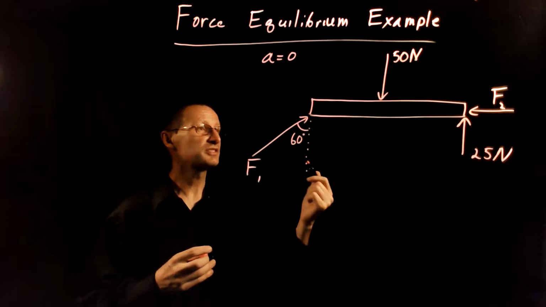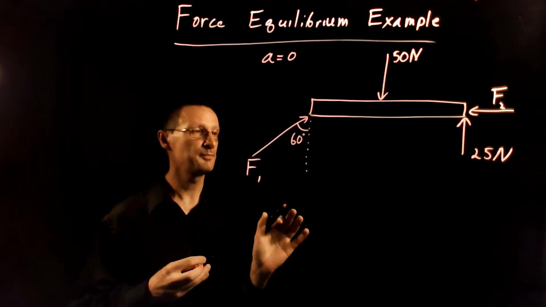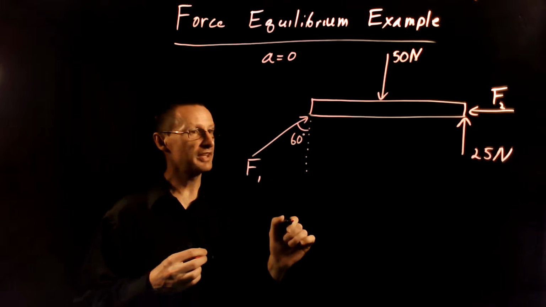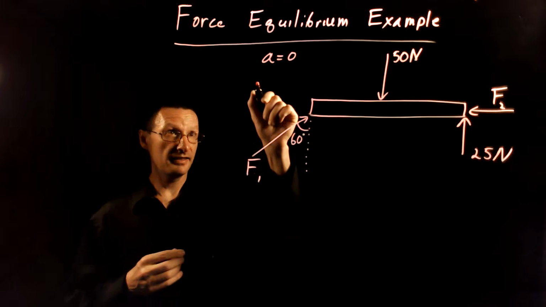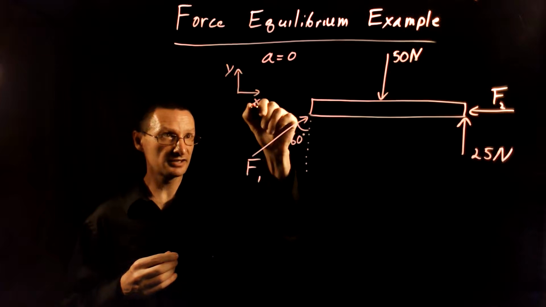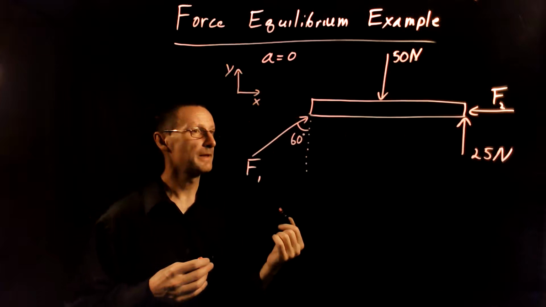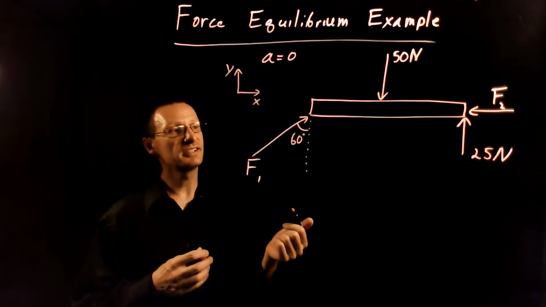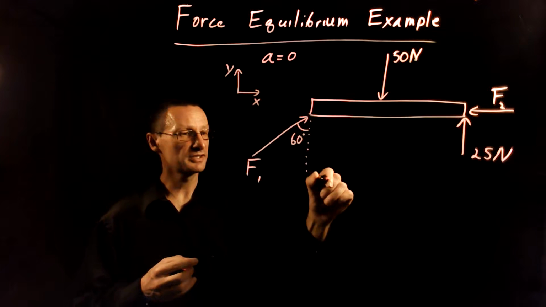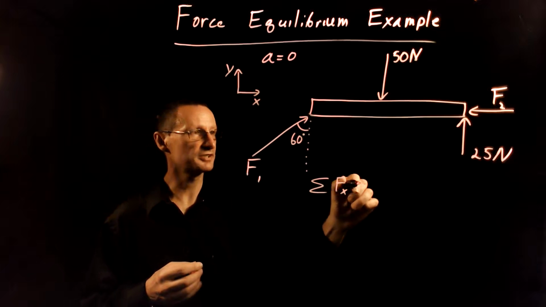Okay, so how do we proceed? Well, as I said, the first step is to draw the free body diagram, which I've done. The next step then is to identify a coordinate system here, and I want to use the standard XY coordinate system because there's no compelling reason to do otherwise here. So the next step then is to sum the forces in the X direction and sum the forces in the Y direction. So let's start summing the forces in the X direction.